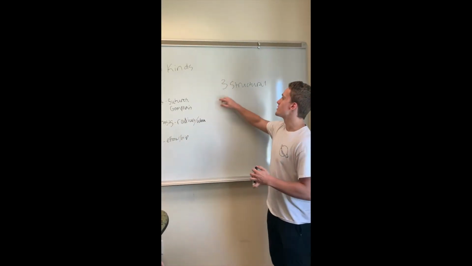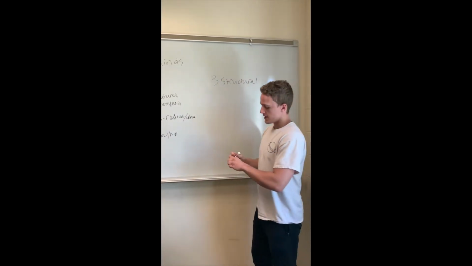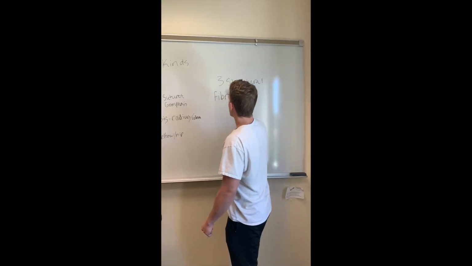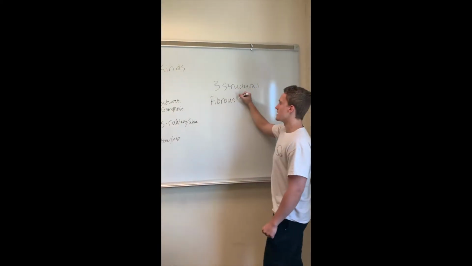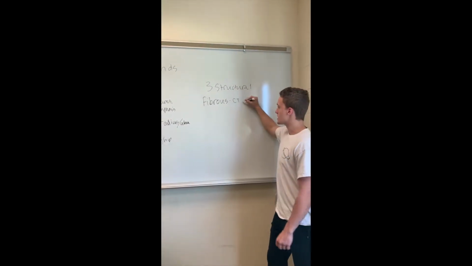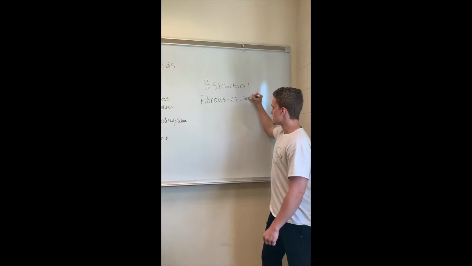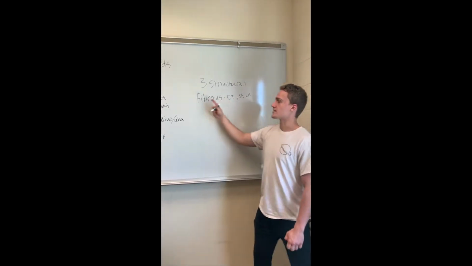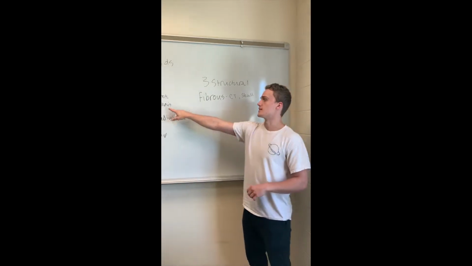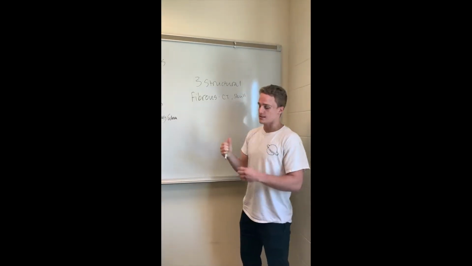Now we're going to move on to the 3 structural types of joints. To start, we're going to have the fibrous joint. This is a joint that is held together mostly by connective tissue, and it is found only in the skull. So this joint is what connects sutures together and what keeps the gomphosis joint, your teeth, locked in.